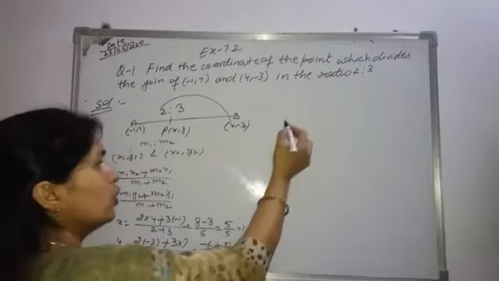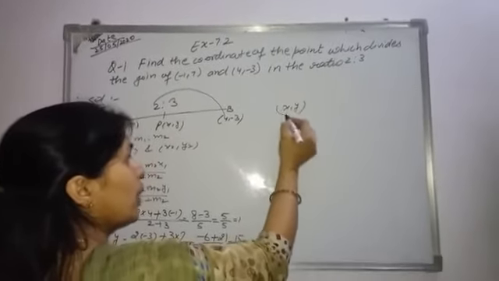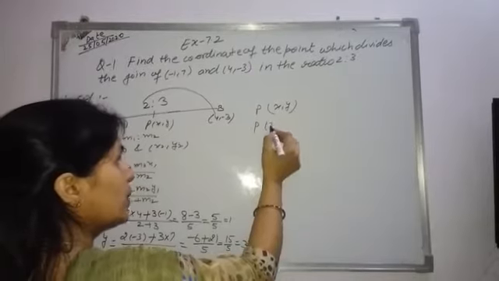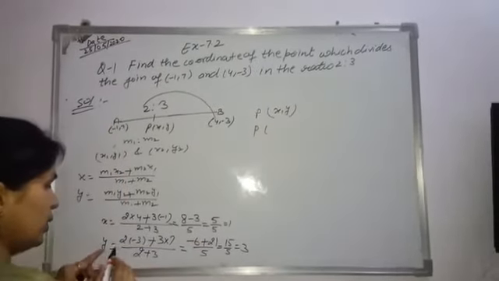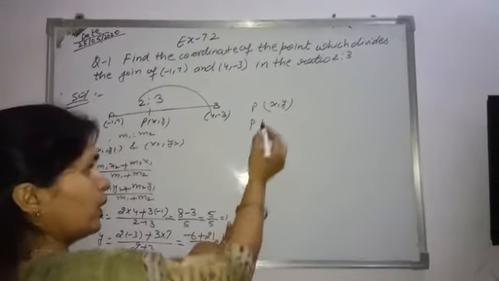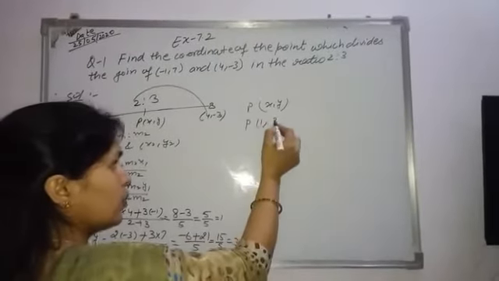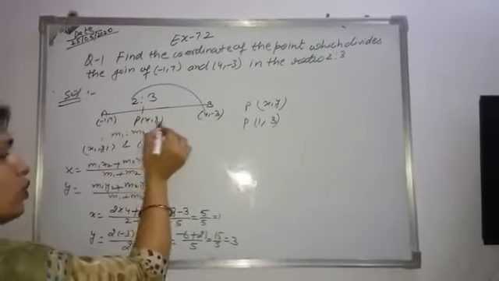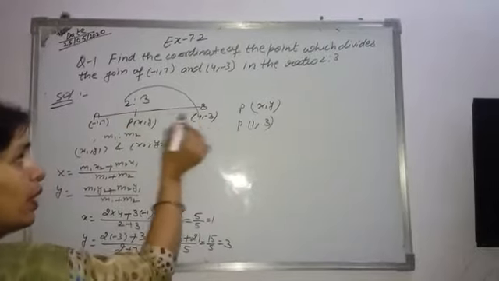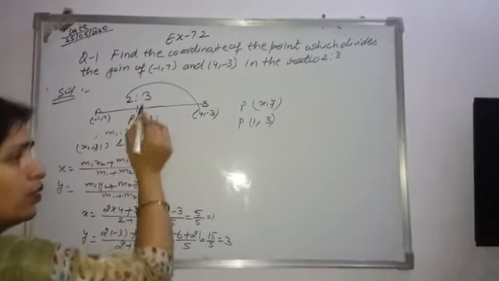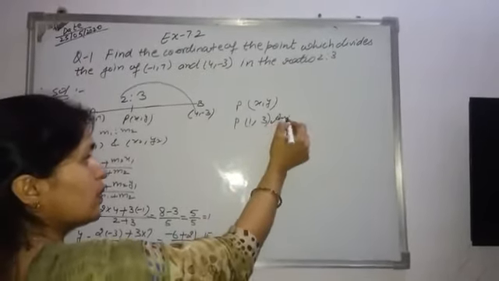Now what is the value of this point? We know that (x, y) is the point, so we can say that the value of x is 1 and y is 3. So this point is (1, 3), and this point divides this line segment in the ratio 2:3. So this is the answer.